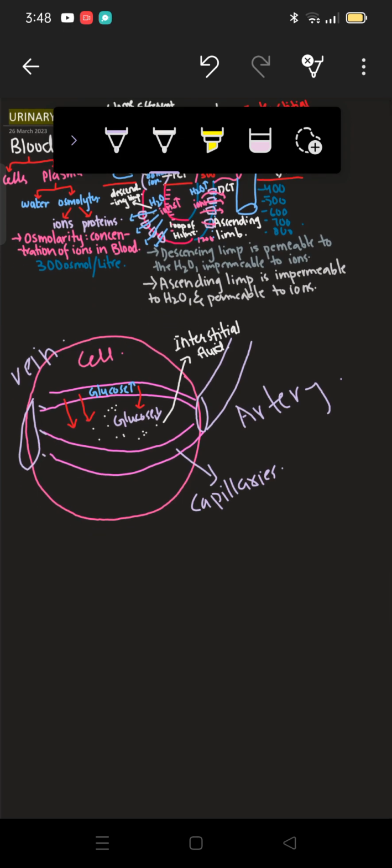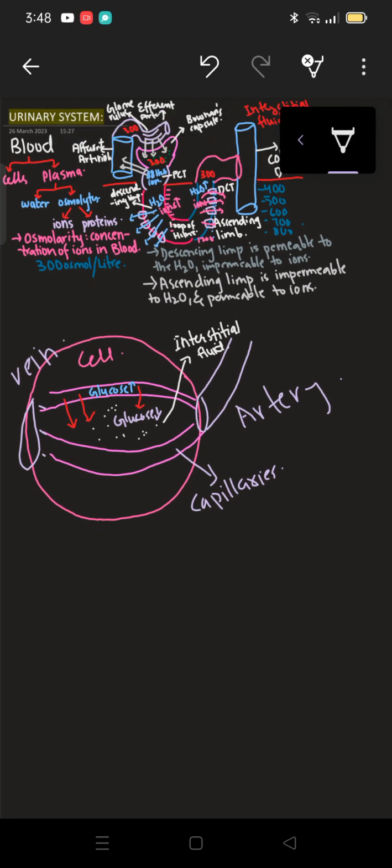Alright, as we have discussed osmolarity today, in the next video we'll discuss what happens when you drink little water: ADH will be released, and we know that ADH works on the collecting duct and the DCT, distal convoluted tubule. They are both impermeable to the water, but when ADH is released, they both become permeable to the water. How this happens, we'll see tomorrow. This is all for today.